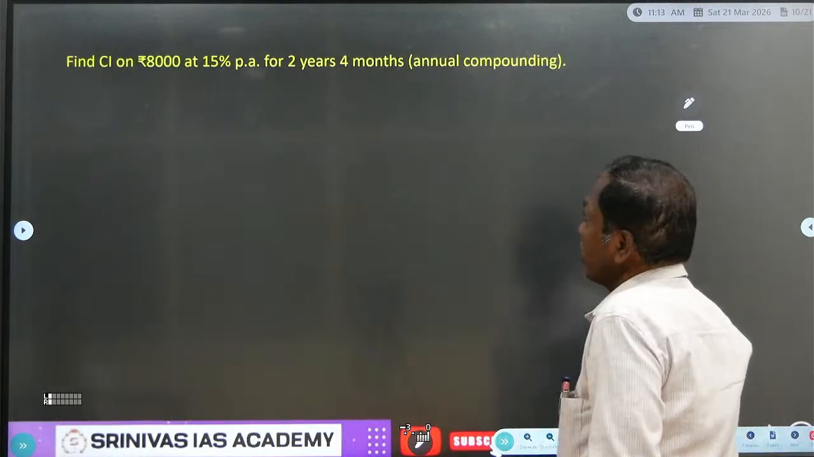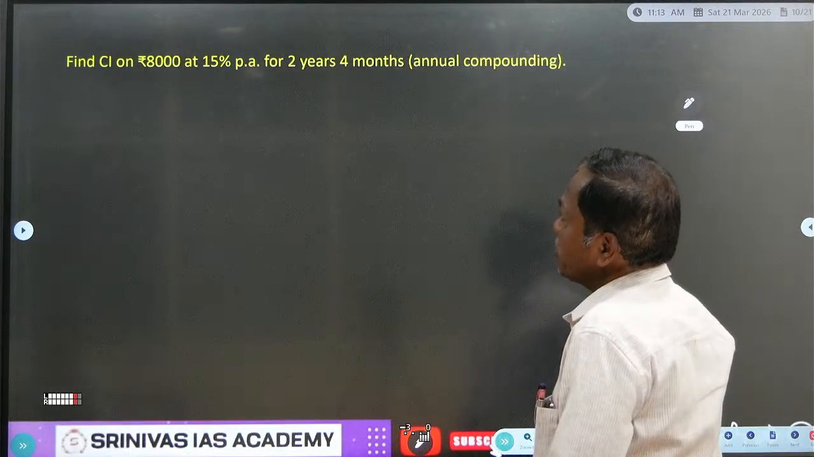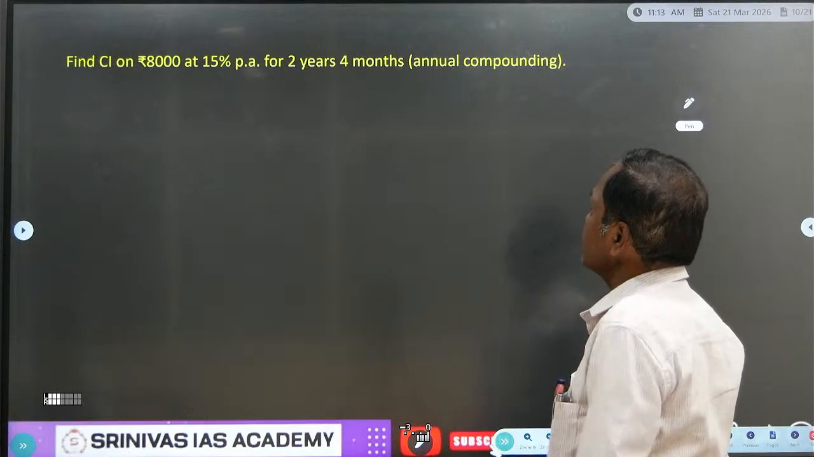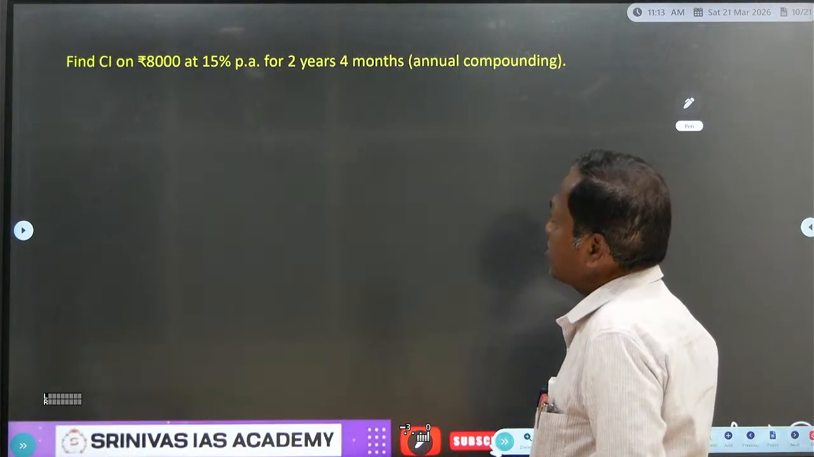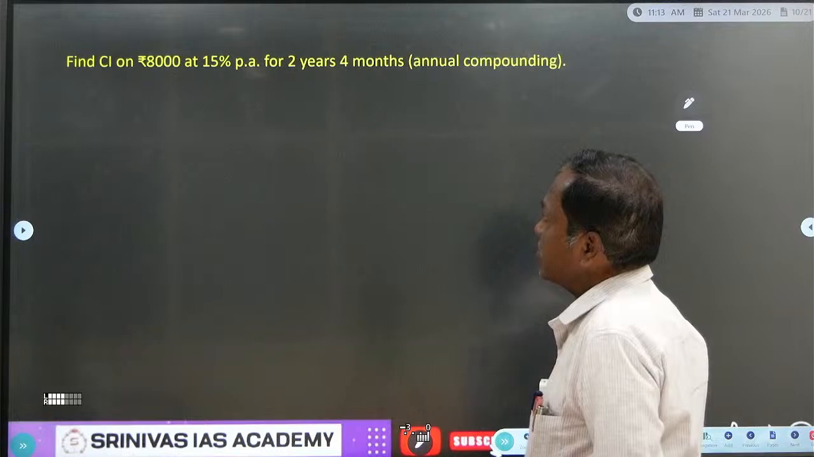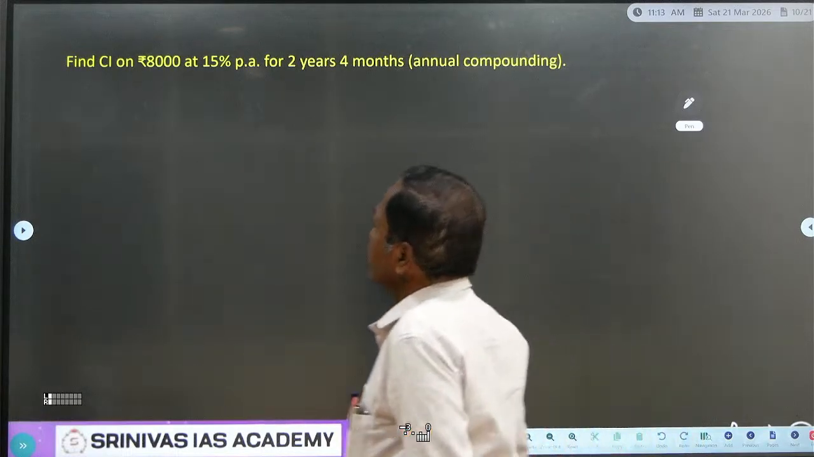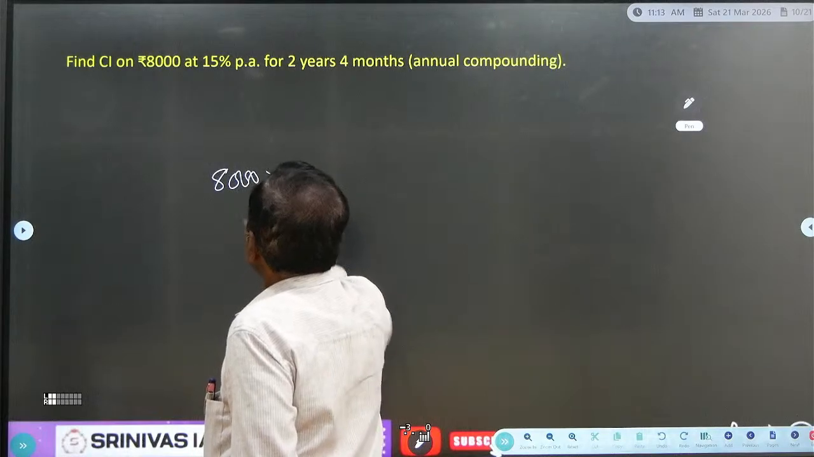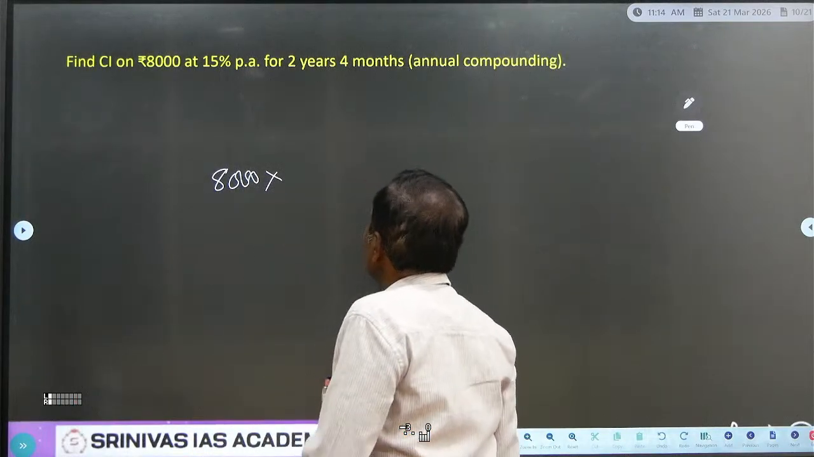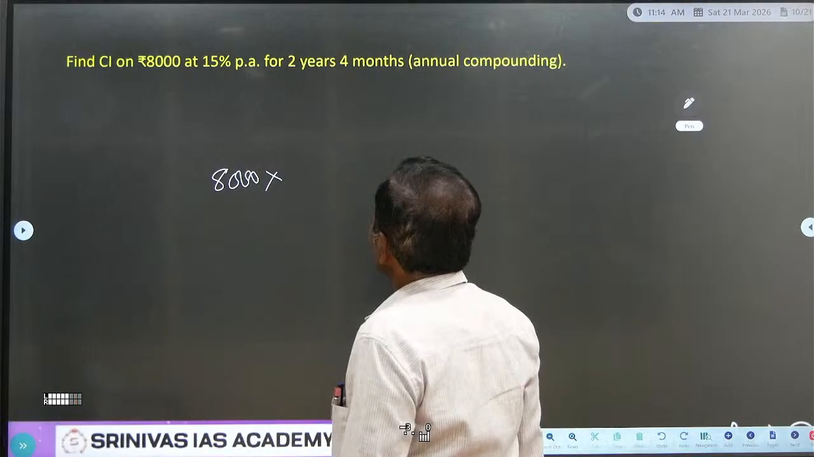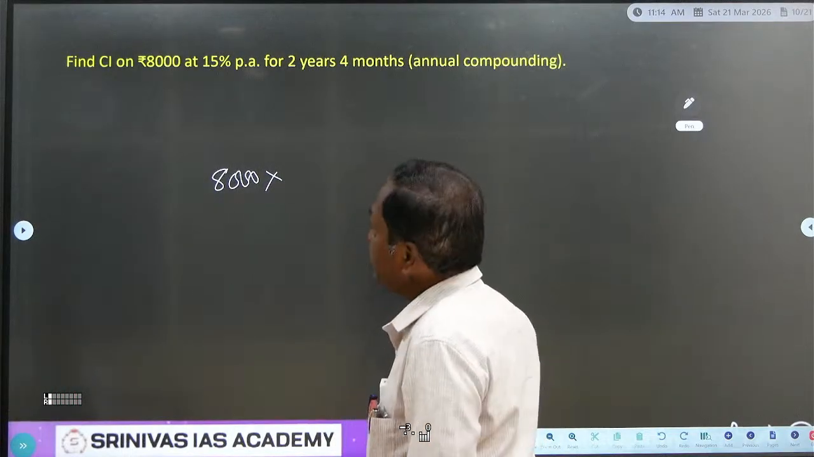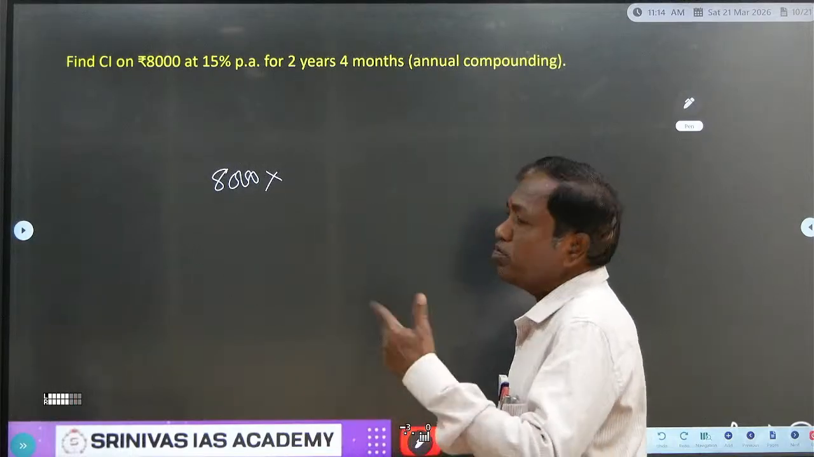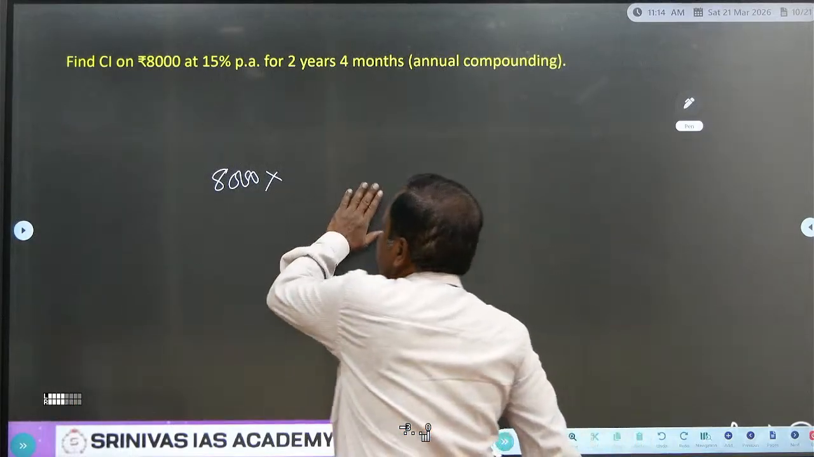Find compound interest on rupees 8,000 at 15% per annum for 2 years 4 months, compounded annually. That's all. Find compound interest. Now, 8,000 into, for how many years? 2 years 4 months. But how do you do 2 years 4 months? First you have to calculate 2 years separately, then 4 months separately. 2 formulas we need to apply.